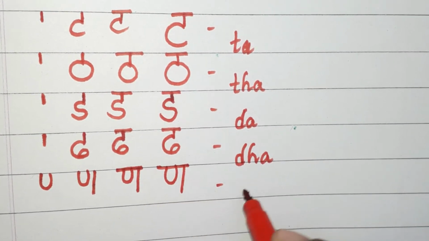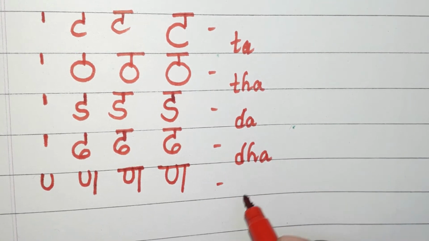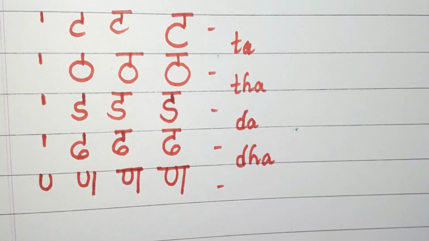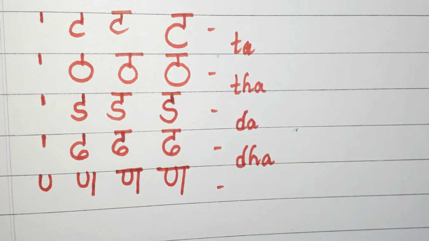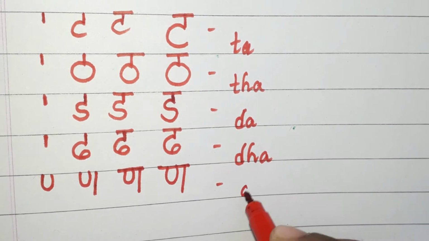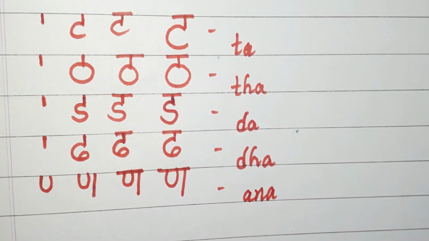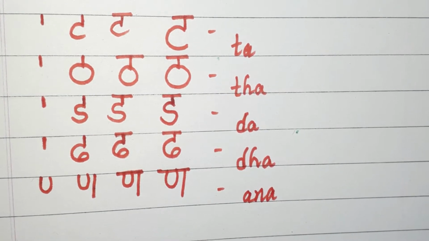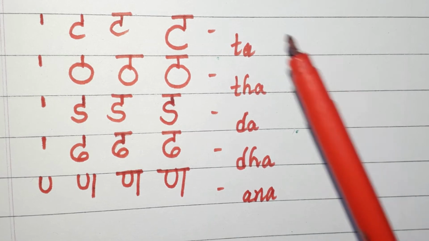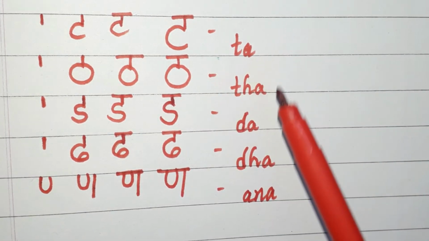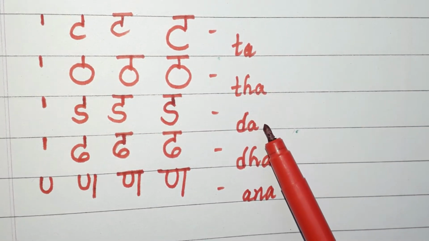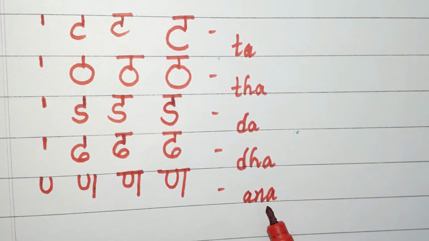The sound is ana. See here, when we pronounce this letter, it is ana. It means our tongue will fold inside our mouth. Then we will pronounce it like A-N-A. So here I'll say ana. Ana, ana, like this. Okay, so let's pronounce once more. These letters are t, th, d, dh, ana.